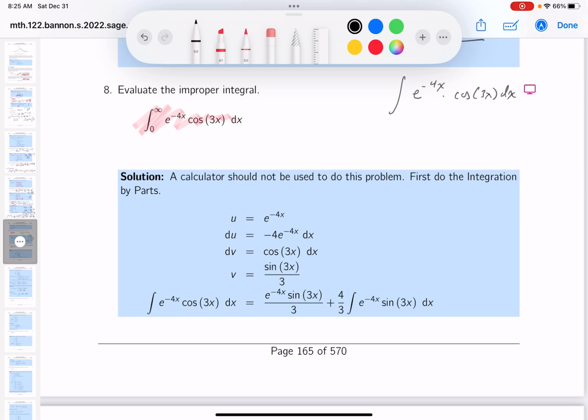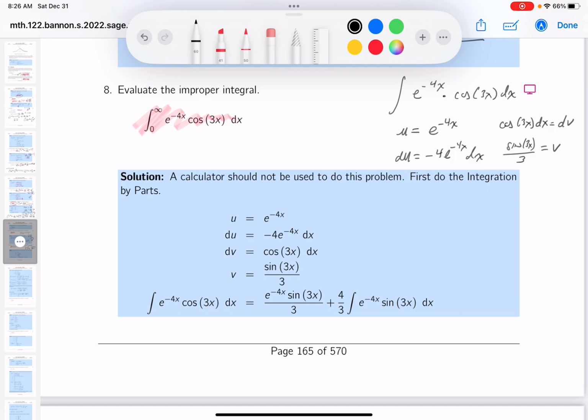Well, let's take a look. I'm going to try to do it by integration by parts. To do it by parts, I'm going to say u is equal to e to the minus 4x, du would equal minus 4 e to the minus 4x dx. This forces me to choose cosine 3x dx equals dv, and v would equal, let's be careful here, sine of 3x over 3, all right?